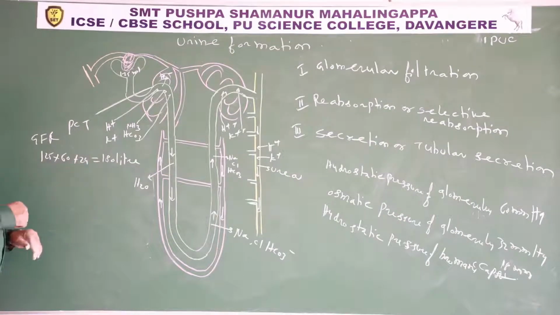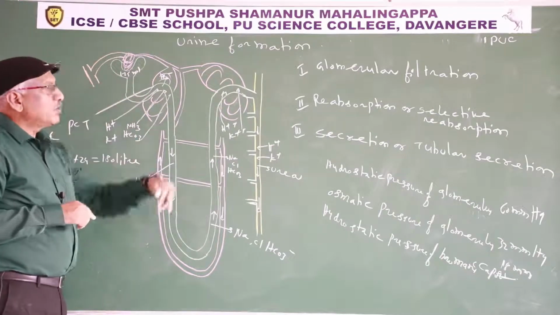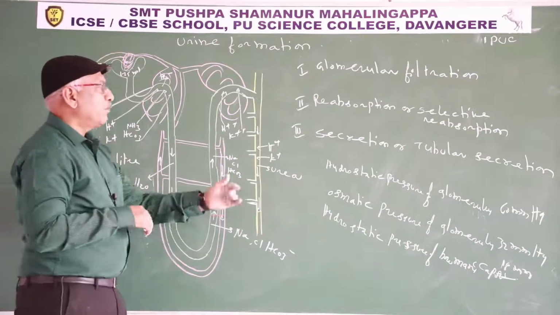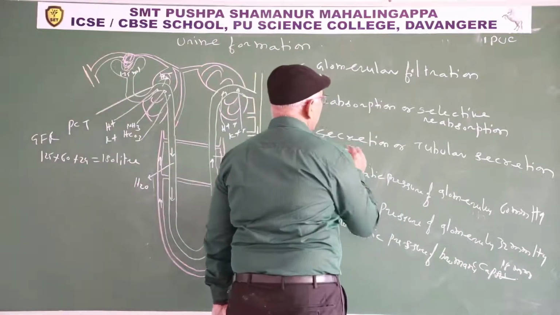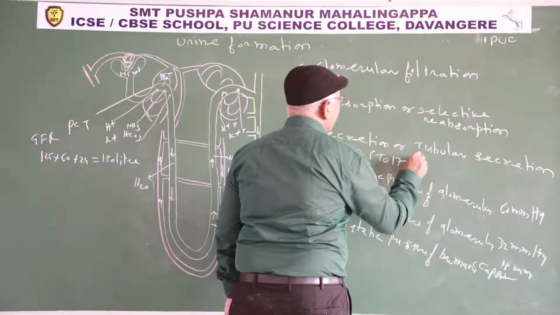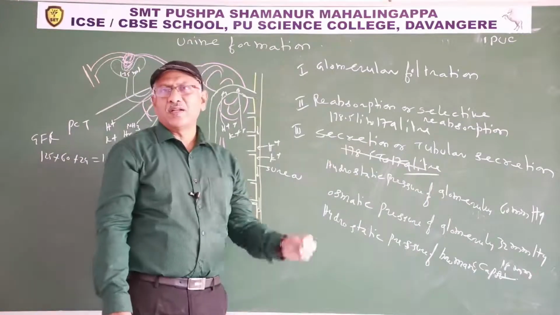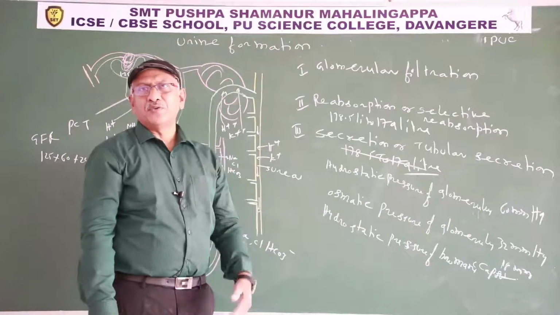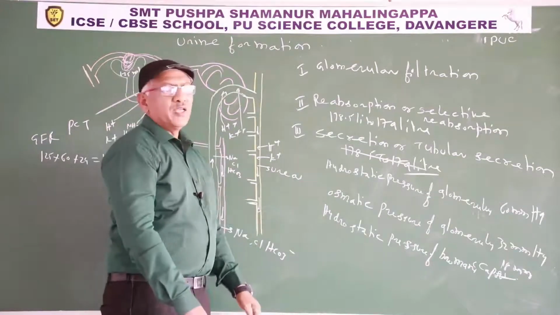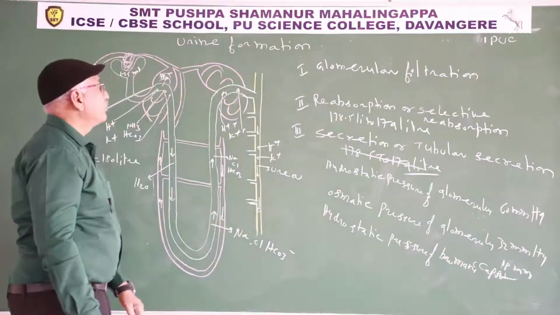While the primary urine is passing through different parts of the nephron, 178.5 to 179 liters is reabsorbed. Human beings urinate 1 to 1.5 liters of urine every day.